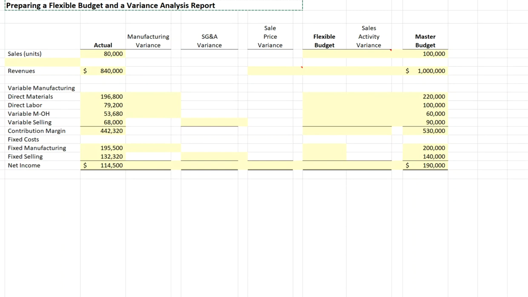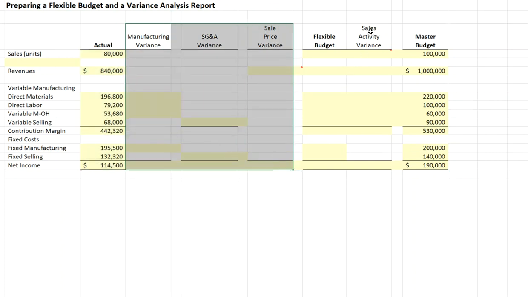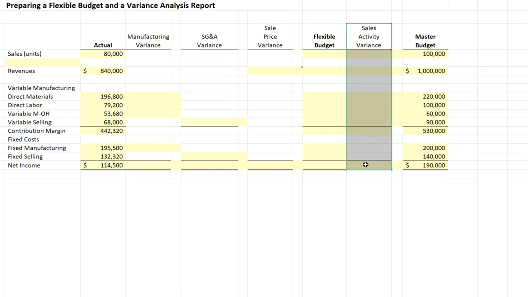In this video, we're going to prepare a flexible budget and a variance analysis report. Our variance analysis report will compare original budgeted amounts with actual performance results, calculate variances, and break those variances down into basically spending variances and sales activity variances. Our first step is to prepare our flexible budget.